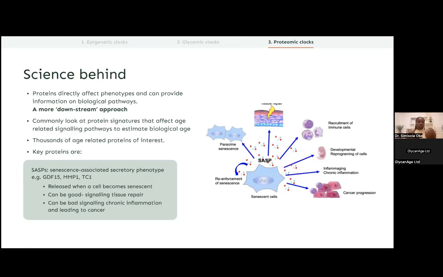And in particular, at the moment, one of the key areas of focus when it comes to proteomics is looking at things like SASPs, which stands for senescence-associated secretory phenotypes. Ultimately, these are proteins that your body releases when you have a lot of senescent cells, those zombie cells that I mentioned. Proteomics is a really interesting field, but I am not aware of any commercially available aggregate proteomic clocks. There is a lot of research in this space, and a lot of research groups do use proteomic clocks, but they're just not commercially available or for sale.